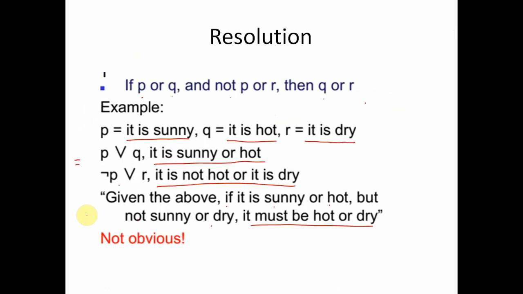So let me write it once again over here. If it says P or Q and not of P or R, then the conclusion is Q or R. So if it is sunny or hot but not sunny or dry, then it must be hot or dry, right? This is a little bit tricky law of inference. It is not as obvious as the other ones. You just need to practice it, remember it, and we will see how to apply these.